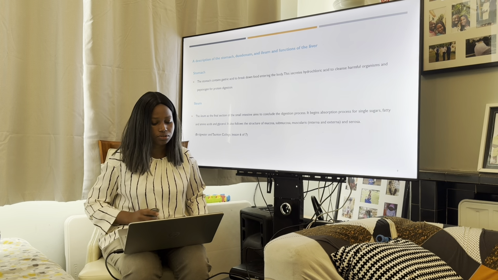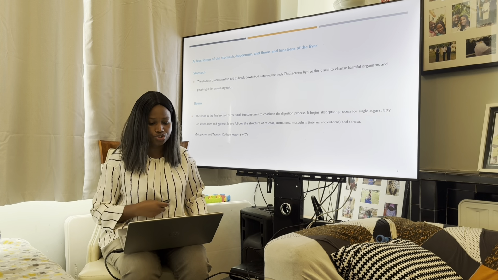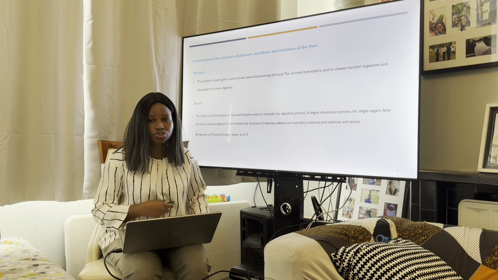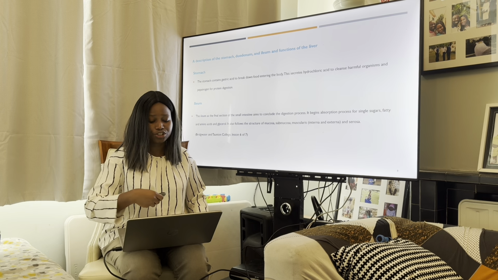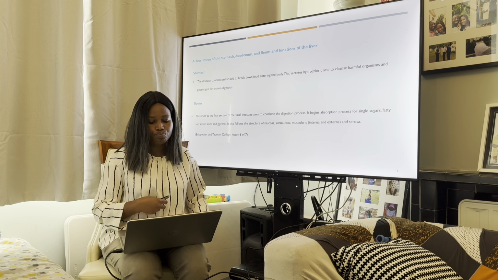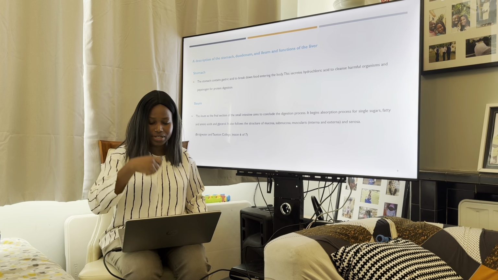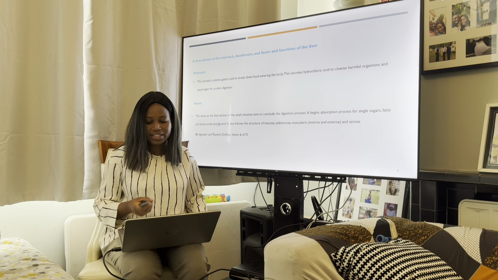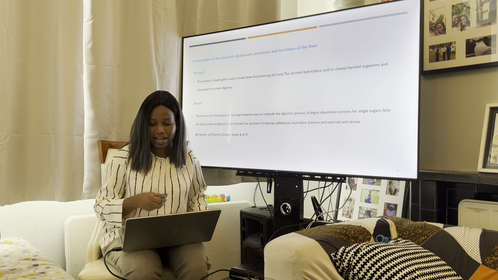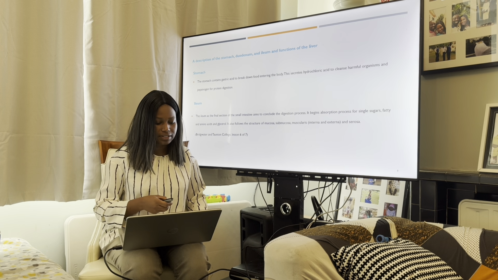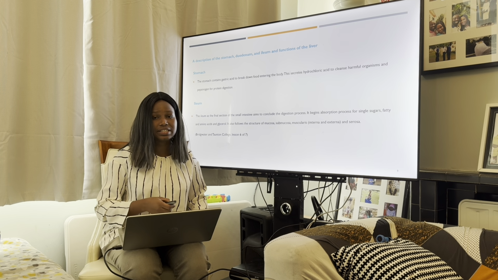A description of the stomach, jejunum, and ileum, and functions of the liver. Stomach. The stomach contains gastric acid to break down food entering the body. This secretes hydrochloric acid to kill harmful organisms and pepsinogen for protein digestion.